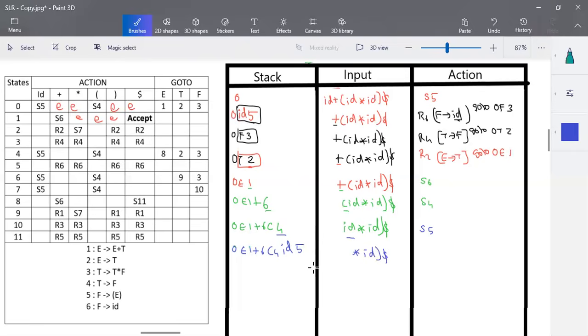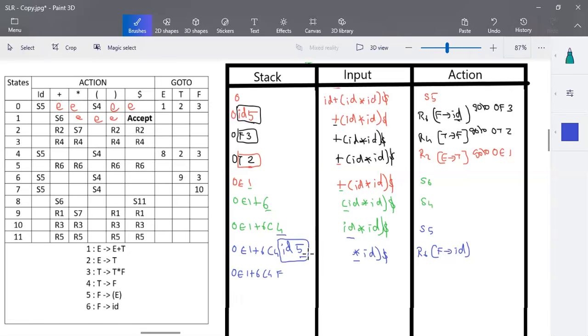So the next possible transition is 5 comma star. What is there in 5 comma star? It consists of R6, reduce with production number 6. What is production number 6? It is F tends to ID. So we will be popping out till this ID. All these elements will be popped out, and your stack will consist of 0, E, 1, plus, 6, open bracket, 4, and instead of ID and 5, this F will be moved into the stack.